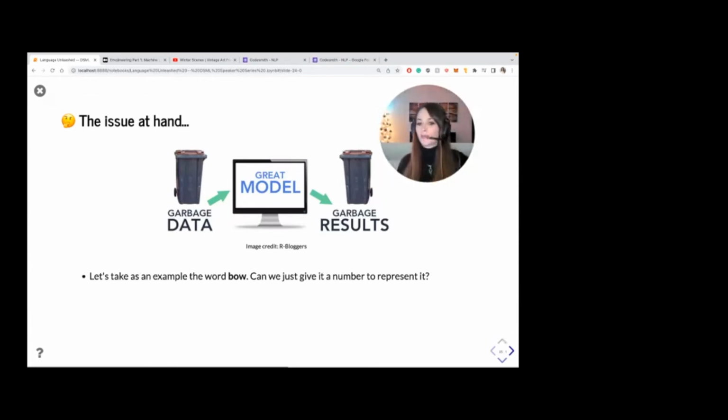Let's take as an example the word bow. Can we just give it a number to represent it? Why don't we just say bow is the word number 23, and whenever we see the word bow, we use number 23 to represent it? That wouldn't quite work because, for starters, bow could mean the gesture, or bow could also mean a nice ribbon. So using the same number wouldn't work. But also, you're missing context. People could also have a spelling mistake, etc. There are many challenges, so just giving it a number wouldn't cut it. But then how do we represent the meaning of a word?